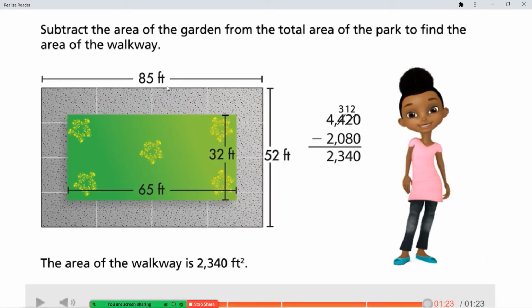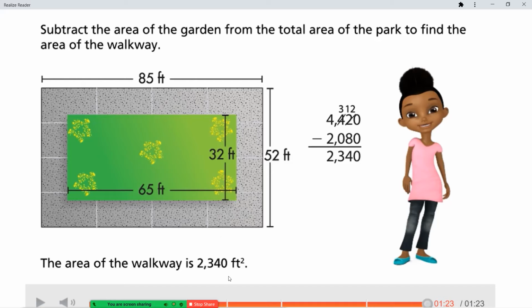So you can see that in the beginning, they did 85 times 52, and they found that all together, this whole section with the walkway and the garden, the total was 4,420 feet. Then they calculated just the garden by itself because that's the area we need to remove. We need to take that out to figure out how much the walkway is. So they found out that was 2,080 feet. When they did that subtraction and regrouped where they needed to, they found that the remaining area, which is just the walkway by itself, because we subtracted the area of that middle section, the part that goes all the way around the park, was 2,340 feet.